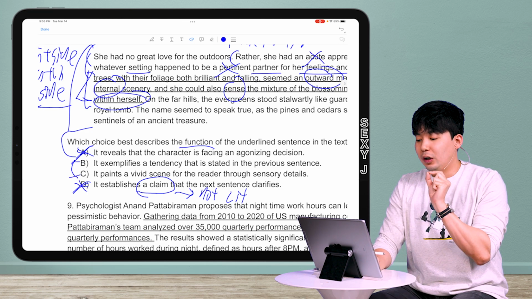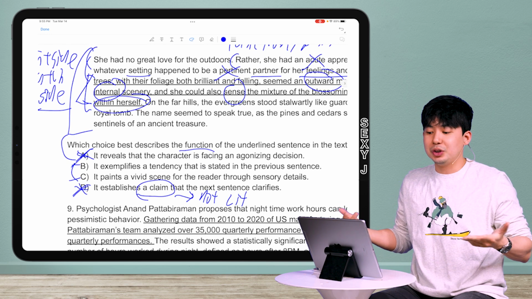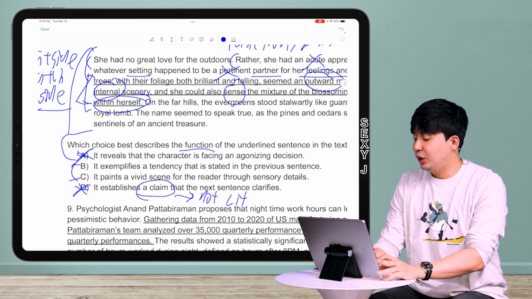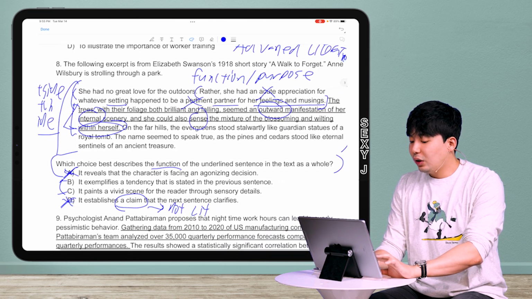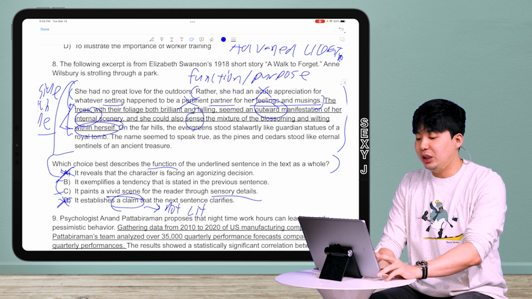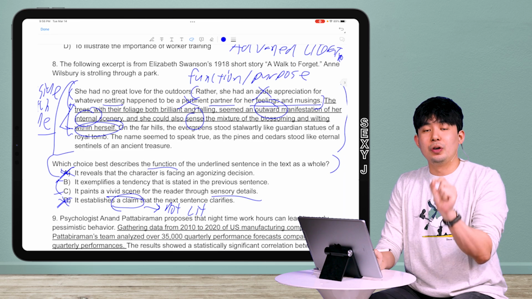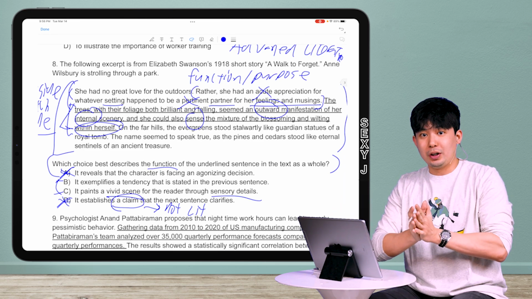I actually thought about making an argument for C as well, but then I read what College Board wants from us, and that's what we need to do. Paints a vivid scene for the reader through sensory details. It's really, really close. You could argue that there are sensory details here. You could argue that this is a vivid scene. So on the current SAT, on the old SAT, on the paper SAT, whatever you call it, this would be the answer. This would work, okay?